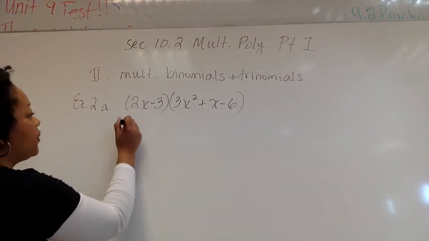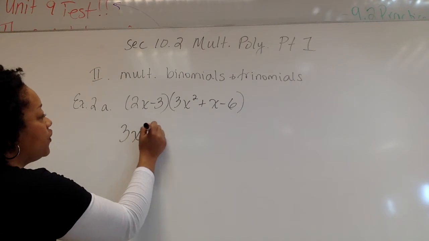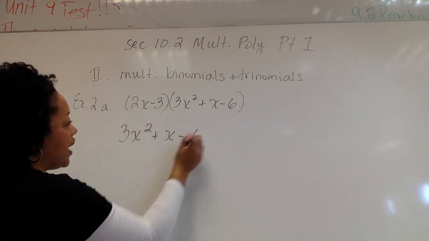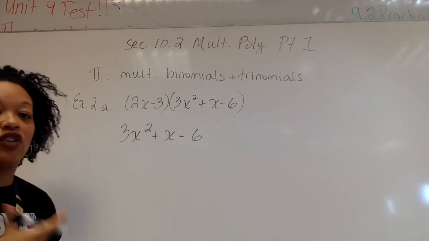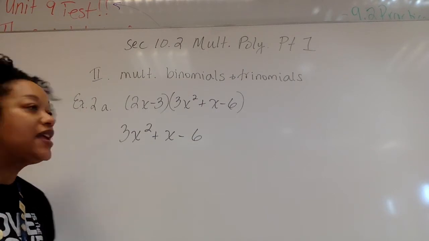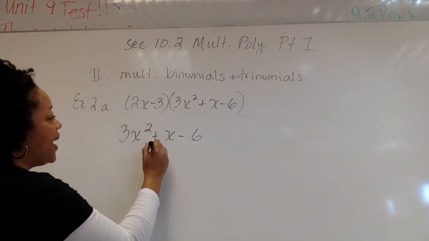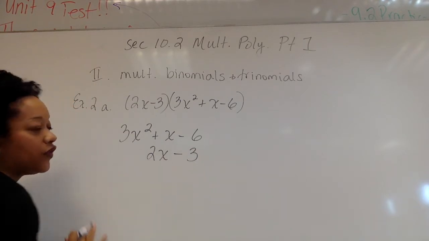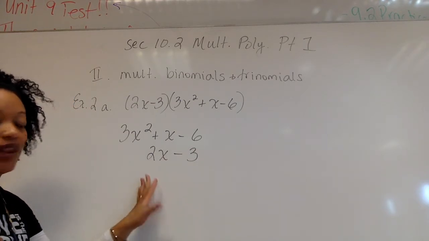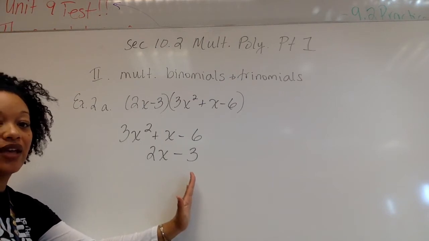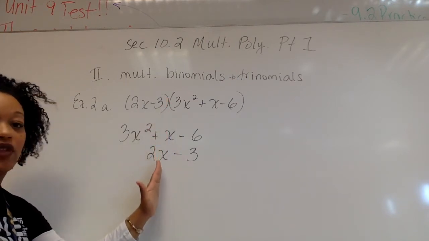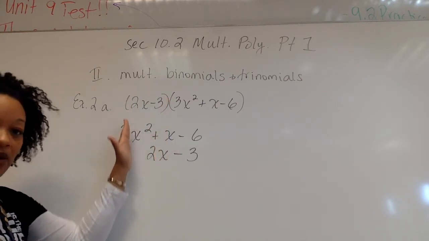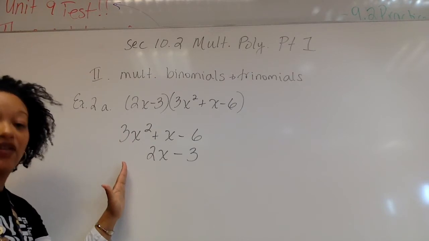So if you remember, back then, you always put the larger number on top. So I'm going to put the larger trinomial on top. And then I'm going to line up my binomial right under the trinomial, just like that. And if you notice, my constants are lined up and my x terms are lined up. And if I had an x squared, it'd probably be lined up like that as well.